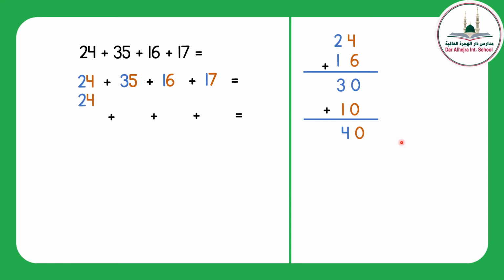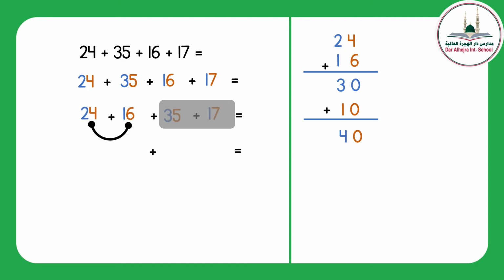So I'll be taking 24 first and next to it I'll write 16. Then later I'll be adding 35 to 17. So I'm going to cover this because right now I don't need it. I'll just copy 24 here and 16 and I'll go adding them up like 20 and 10 makes 30, and 4 and 6 make a 10. Now I'll be adding 30 to 10 and the final sum is 40. So this is the sum for 24 plus 16. So by adding 24 to 16, I got the answer 40.